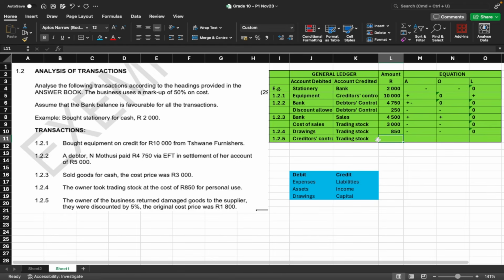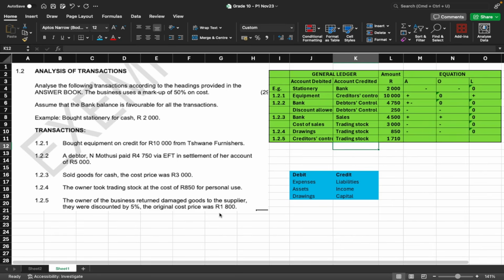And what is the amount? Well, we're told that the original cost price was 1,800. But since they gave us a 5% discount, I have to factor that in here. So what am I going to do? I'm going to take the original price of 1,800 and then I remove the 5%. So 100% minus 5% is 95%, so I just want to record the 95%. And I will have my amount there, 1,710. That means I was actually charged 1,710 because they gave me the discount. So that is how much I have to reduce my creditors control by as well.